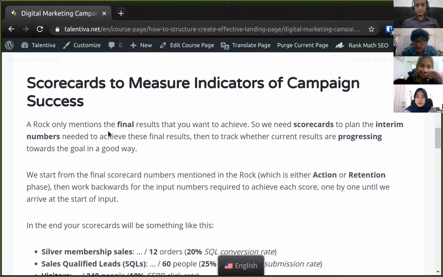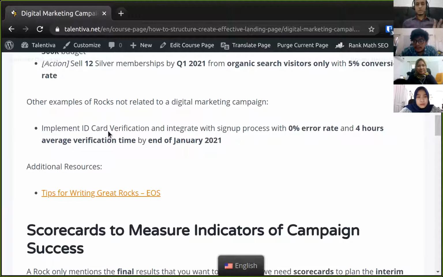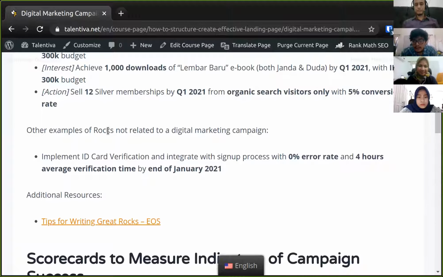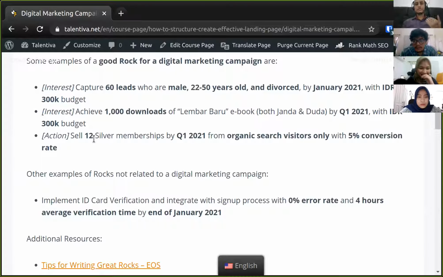I also put additional resources here. The next part is scorecards. So we mention what the final result is. For example, we want to sell 12 silver memberships by this time, and from where? Organic search or paid search or YouTube or something, and with how many conversion rate.